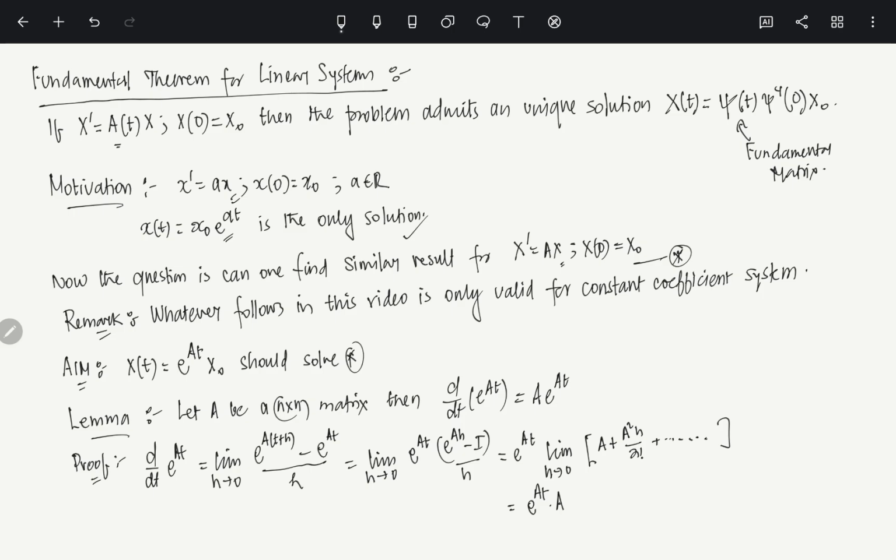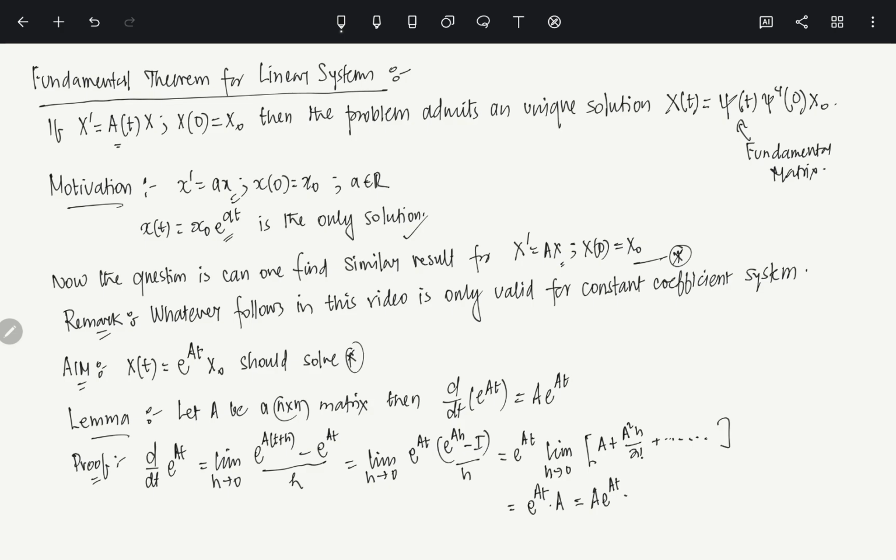Which is again, I mean, you can see that this actually commutes, so you can write it as A e^(At), clear? So we have our result. See the last equality which we are doing, so basically e^(At) converges uniformly, so that is why you can interchange the two limits essentially. Okay, fine.